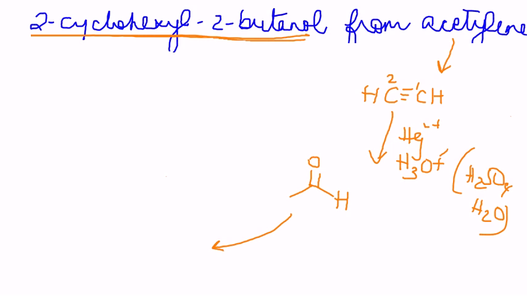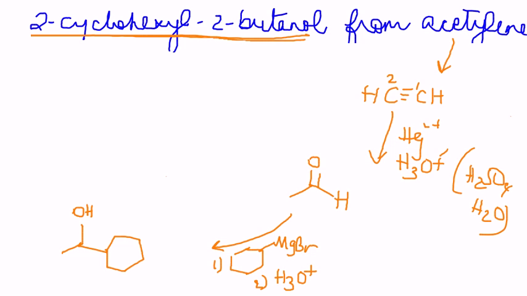And now when you treat that with a Grignard reagent and follow it with hydrolysis, this aldehyde is going to give you a secondary alcohol. And of course, that will have to be oxidized first to get the ketone.